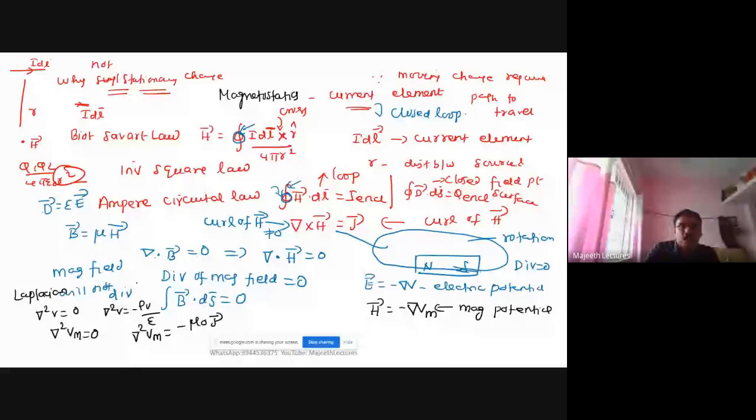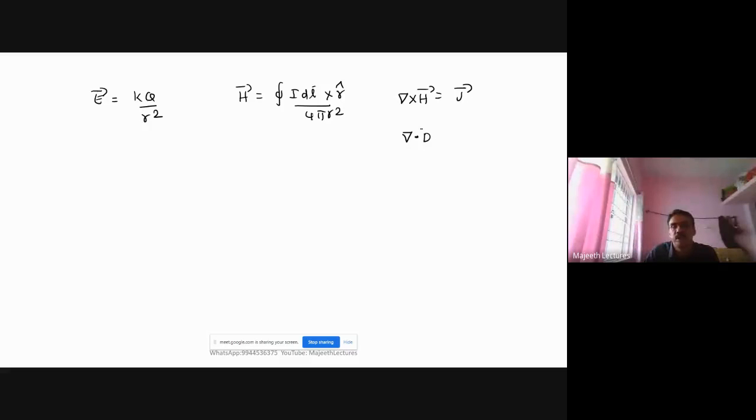Next, I want to emphasize some important points. We know electric field is given by KQ by R square. H, just now we have studied, H is equal to I dL cross R divided by 4 pi R square. Del cross H is equal to J. Similarly, we studied del dot D is equal to rho V. This I will explain later in Maxwell's equations. Fine.